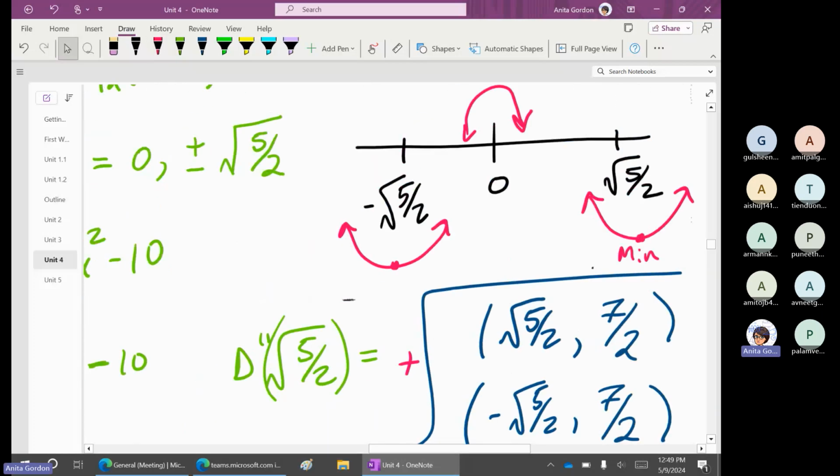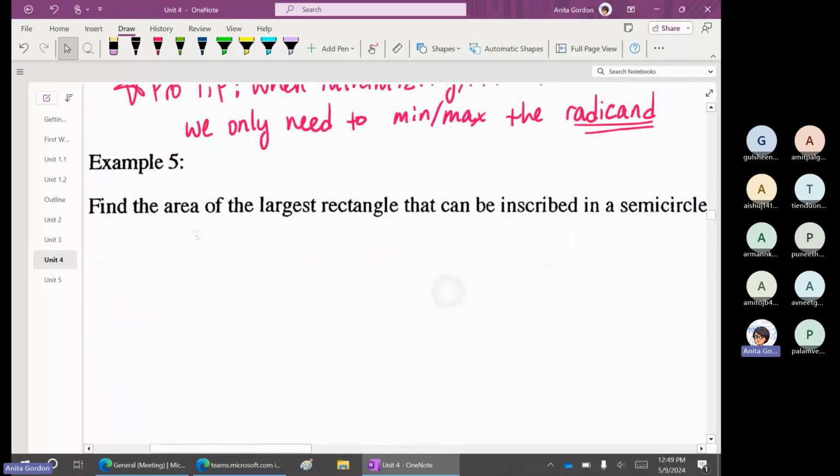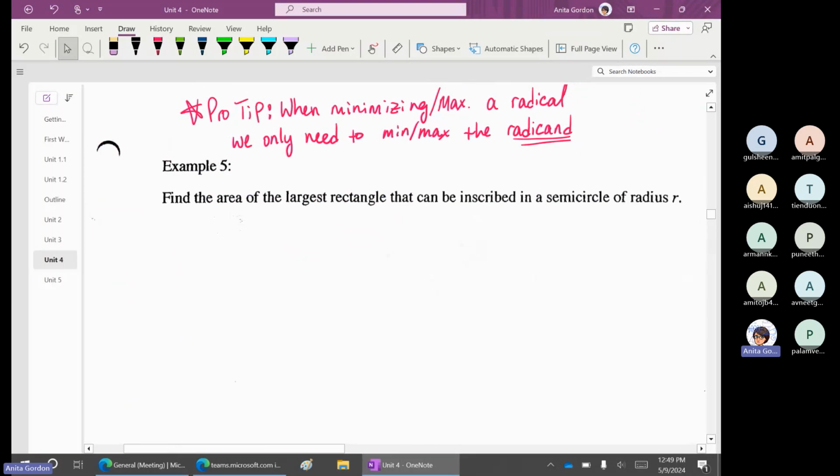Good. This is a good test question. Hint, hint, nudge, nudge. Question 5.